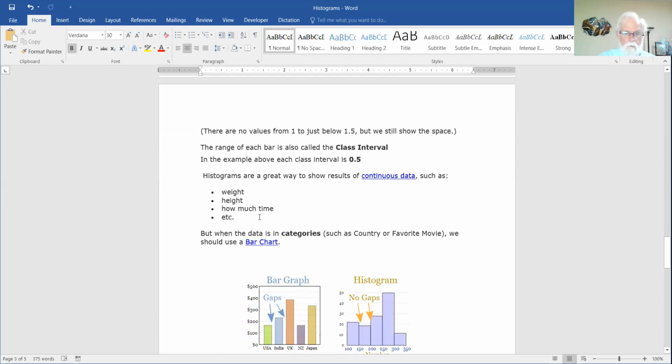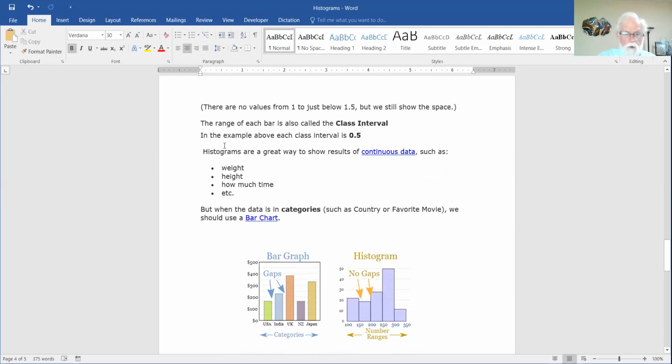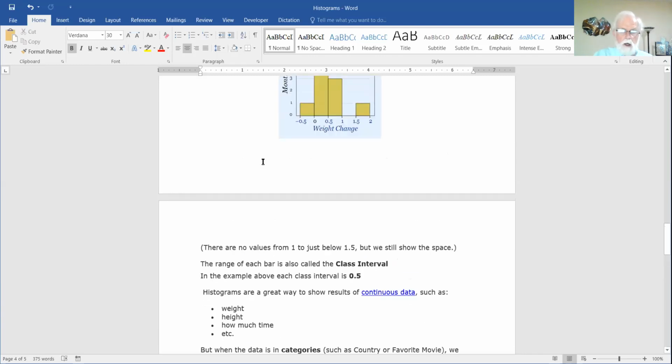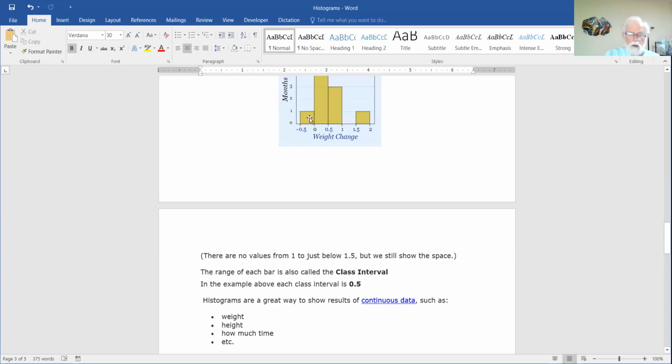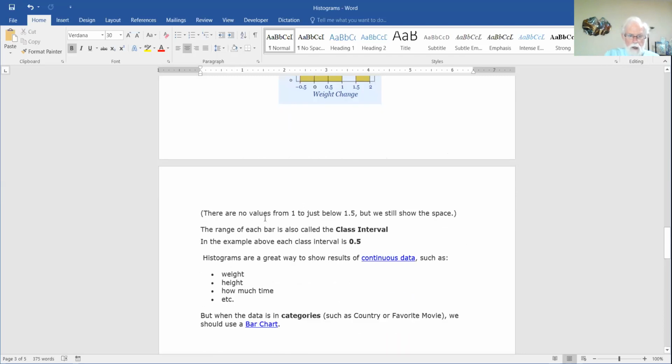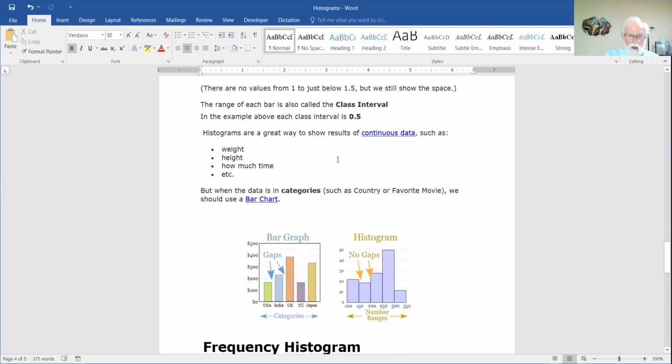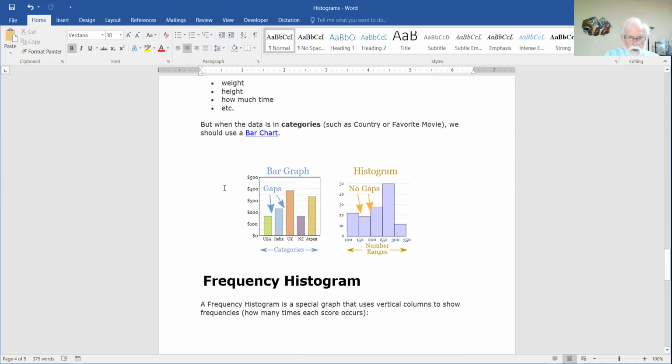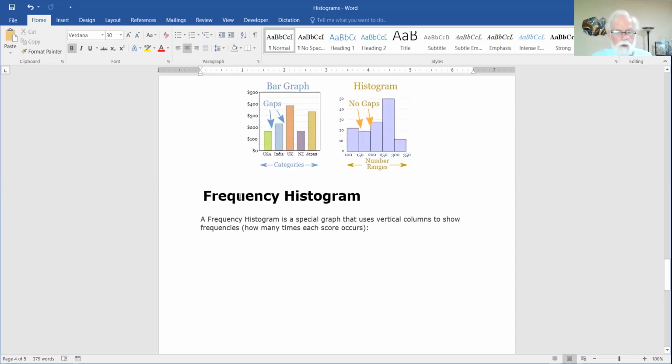So we do that. The range is called a class interval. Each class, this is the class of a half a pound, of negative a half a pound, positive between half a pound and 1, etc. That class interval is there. So again, if we look at categories, this is just a presentation of some data.